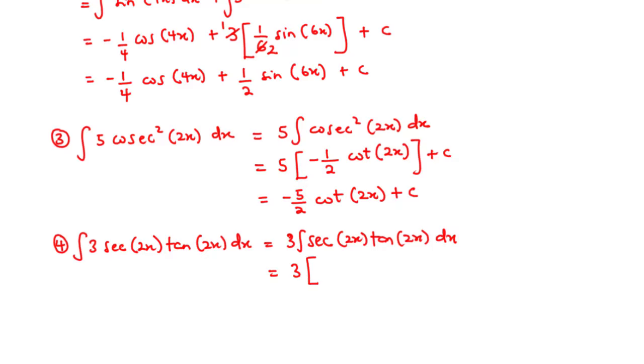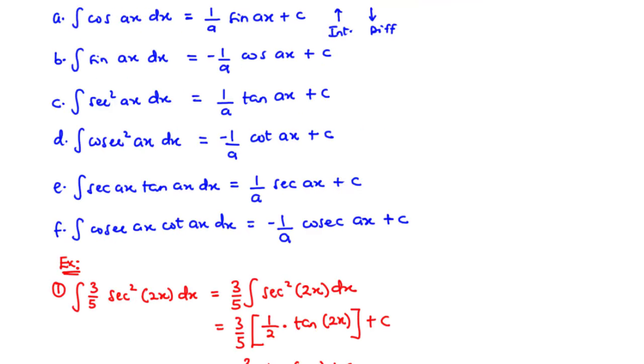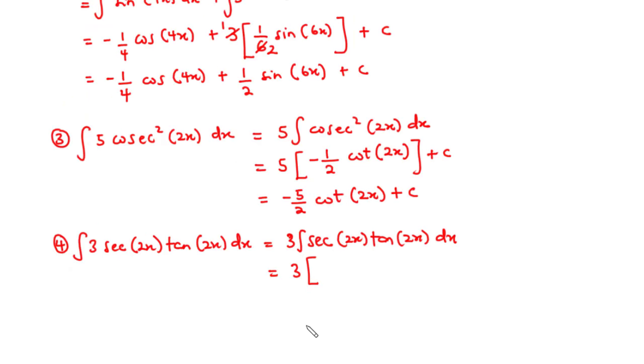So integral of sec ax times tan ax is equal to 1 over a sec ax plus c. So that simply becomes 1 over 2 times sec 2x plus c. So that's very simple. So we have 3 over 2 times sec 2x plus c.